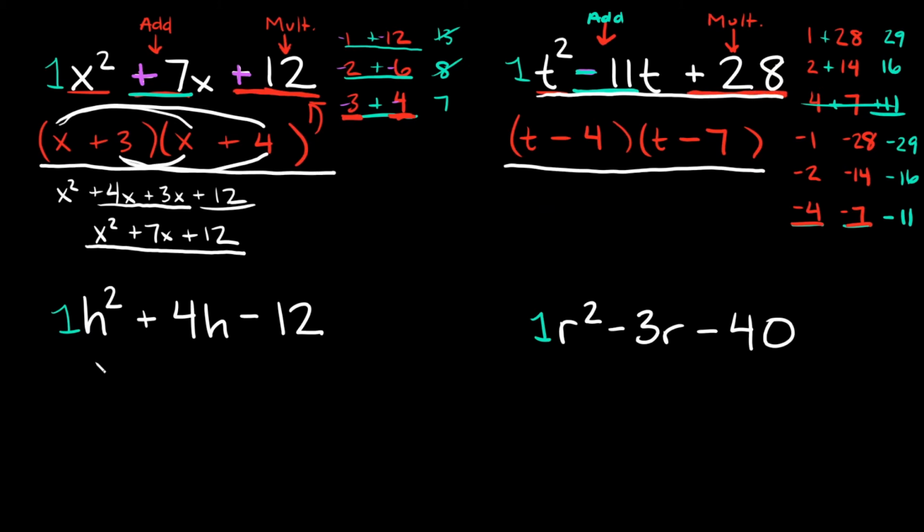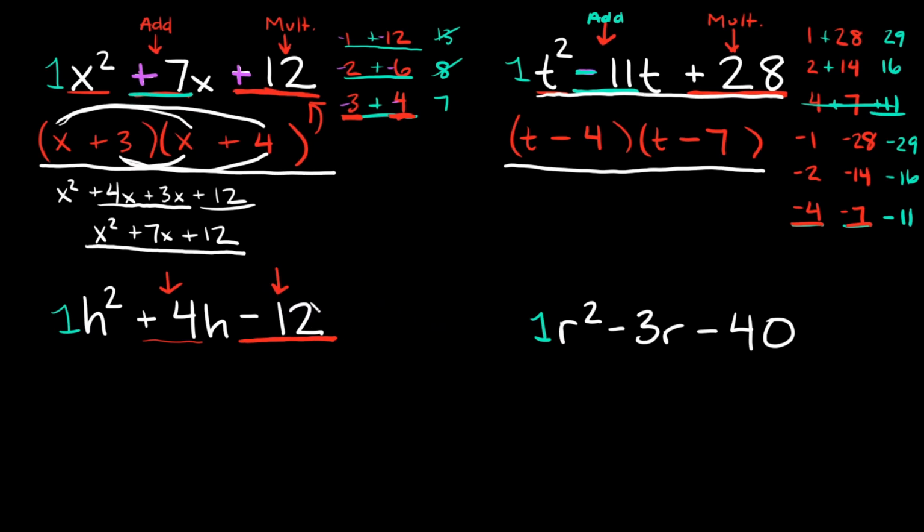Now let's go to this third example right here. So h squared plus 4h minus 12. So again, the first thing I want to do is find two numbers that multiply to this last number right here. Make sure you always take into account the sign, okay? So we want two numbers that multiply to negative 12, right? The sign right there is negative, so negative 12. And it has to add up to this number right here, positive 4, okay? So first of all, let's find two numbers that multiply to negative 12.